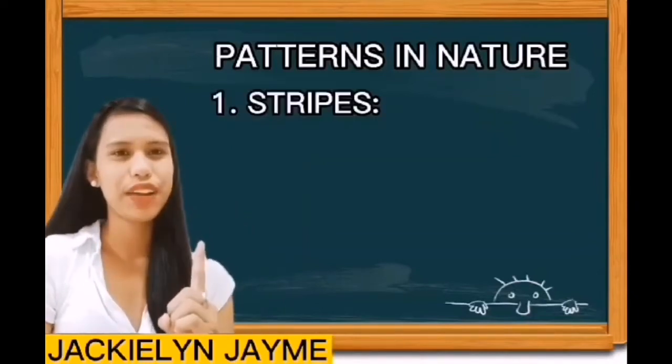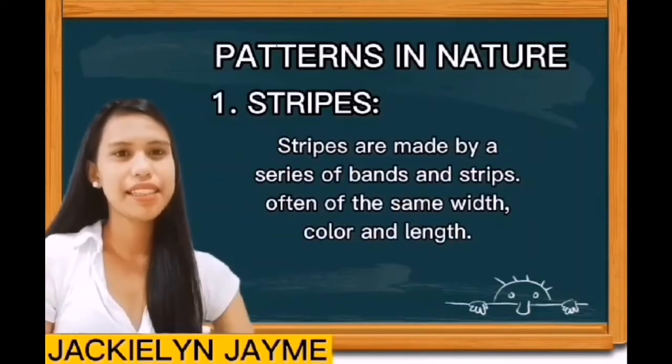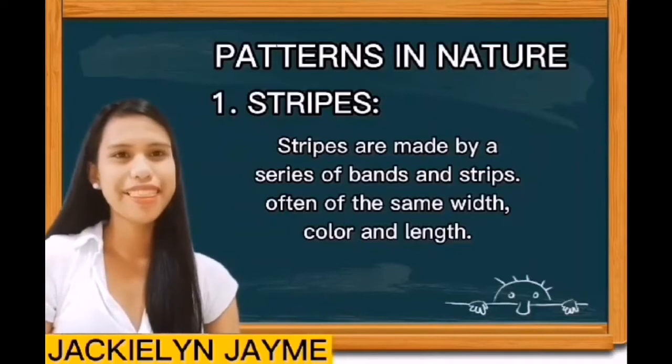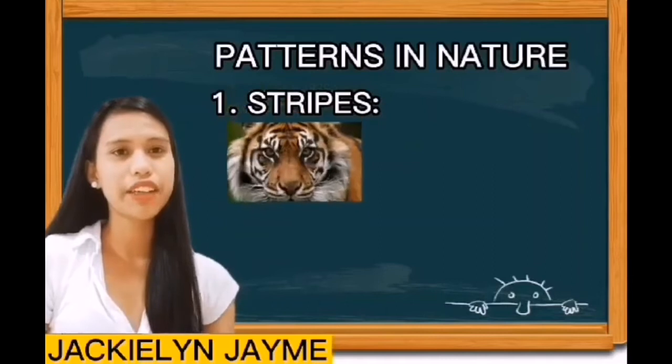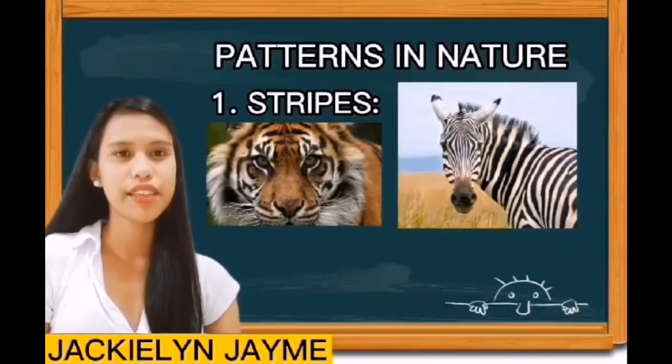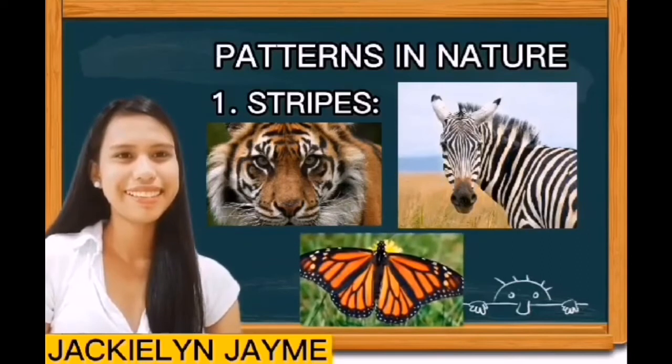The first one is stripes. Stripes come from a series of bands and strips, often with the same width, color, and length. Some examples of stripes can be seen on tigers and zebras. Those patterns on their body increase the chances of survival through camouflage. It can also be seen in other species like butterflies.